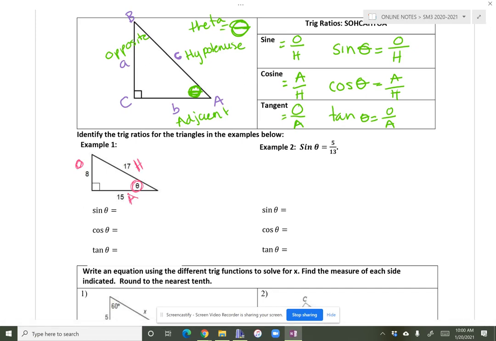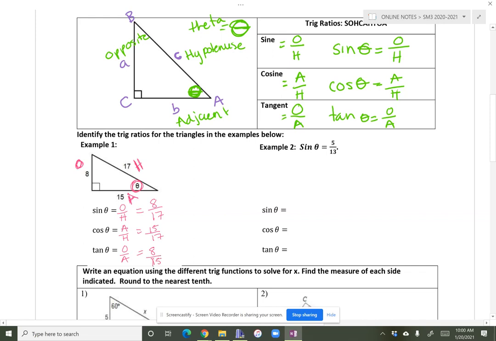So then I'm going to go through this. Sine of theta, sine is O over H. So this equals 8 over 17 because the O is 8 and the H is 17. Cosine is A over H, and we get 15 over 17. And tangent is O over A, which is 8 over 15. And those are your answers.